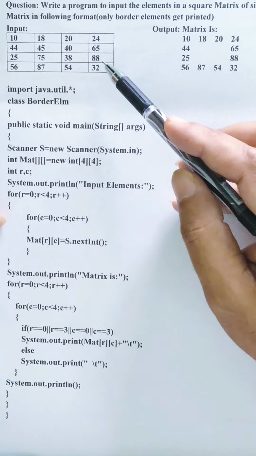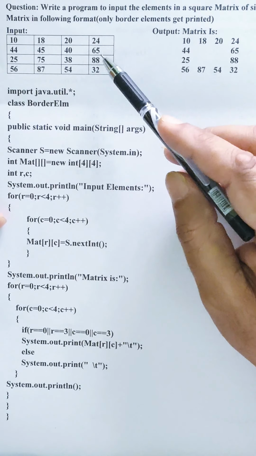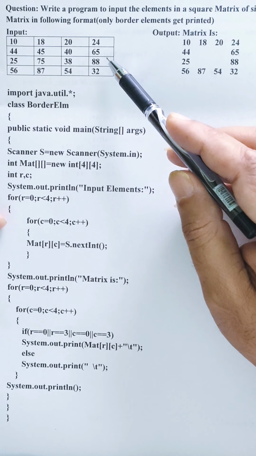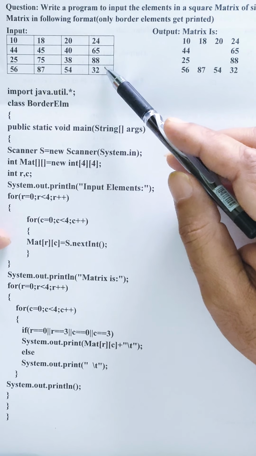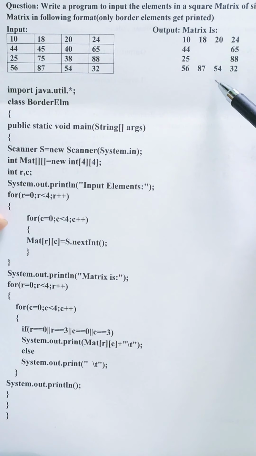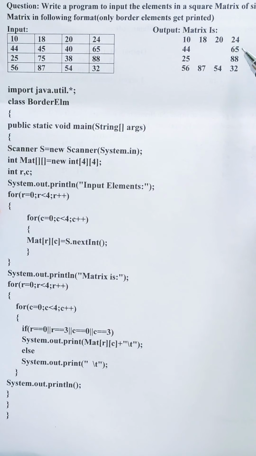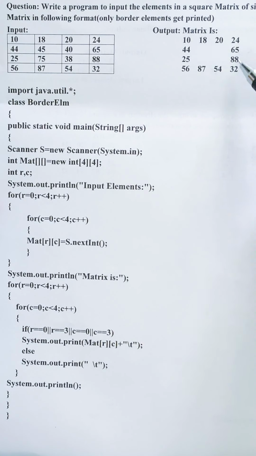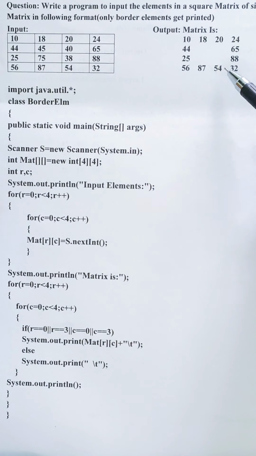So now children, look at the figure. We have to store the elements in a matrix of size 4 into 4, and after that we need this output. In this output, children, you can see that the matrix gets printed but only the border elements are there. Inner elements are not printed.